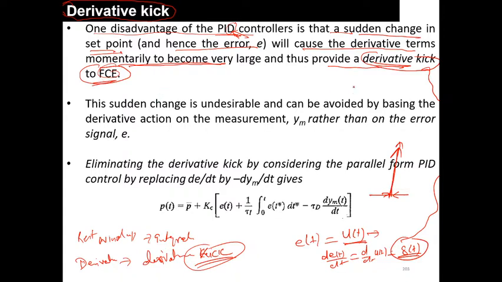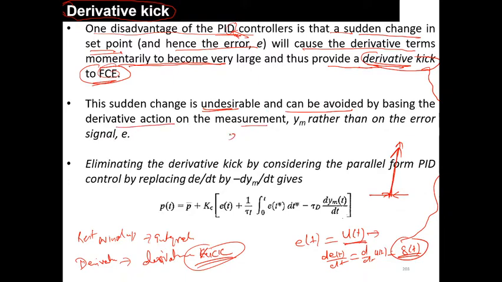So can we avoid such a derivative kick problem? Obviously yes. How? Please see. This sudden change is undesirable and can be avoided by basing the derivative action on the measurement.